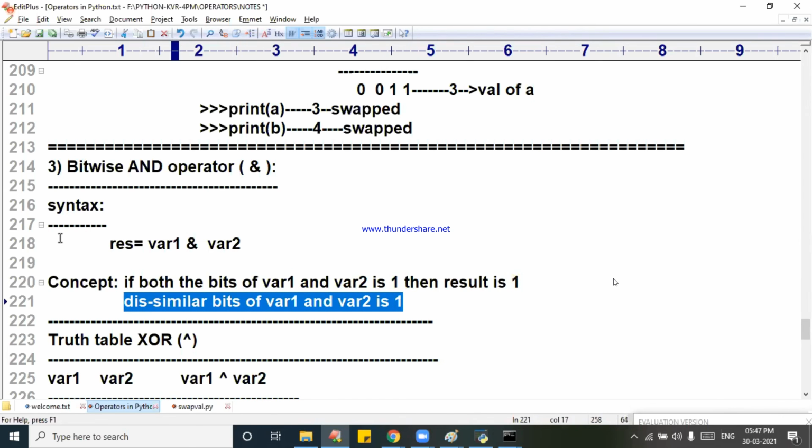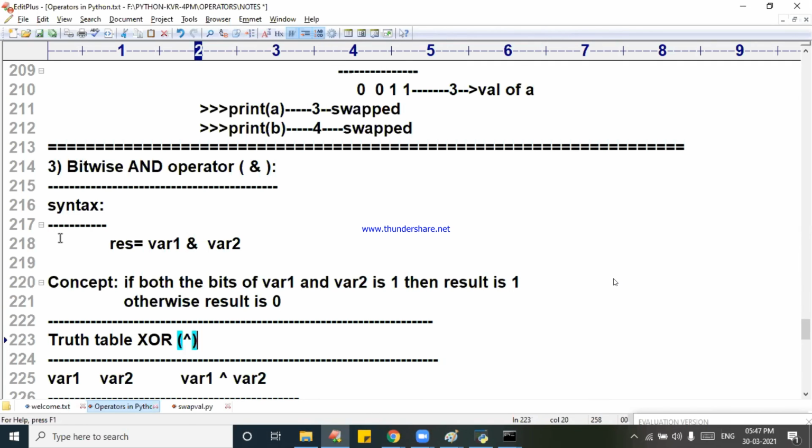Otherwise, simply I will write otherwise, this is more meaningful. Otherwise, the result is 0. The result is 0.